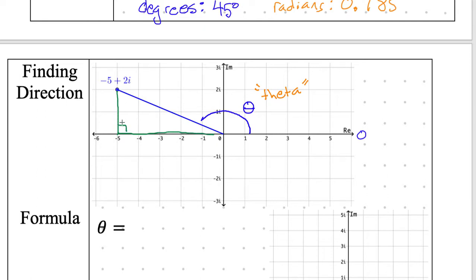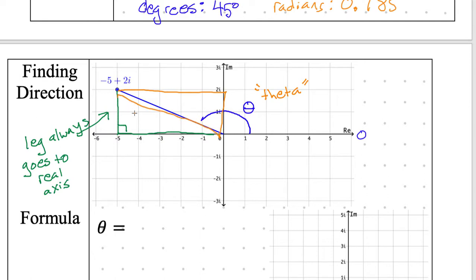The key point here is always make your right triangle draw a leg to the real axis. This leg always, always, always needs to go to the real axis. Leg always goes to real axis. Do not make the triangle like this. Let me make an orange triangle. Do not make this orange triangle right here, because it'll work, but then I have to teach 2 different lessons. It just changes our formula slightly. It just takes the reciprocal of the formula. It's fine. It's just a different formula.